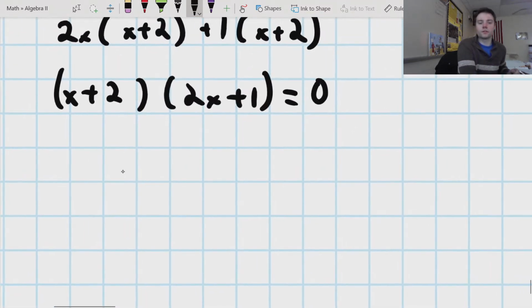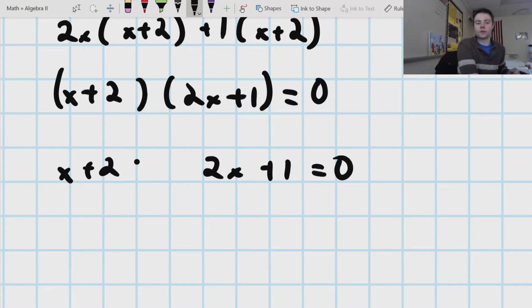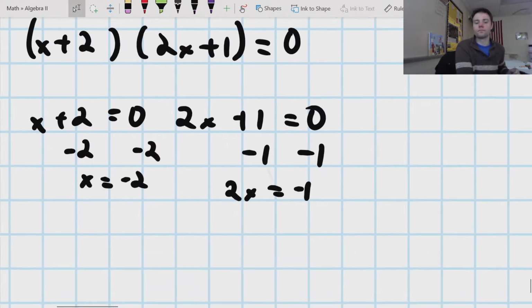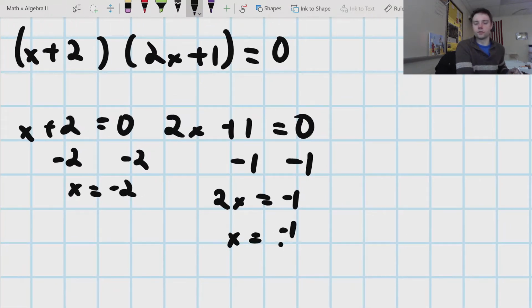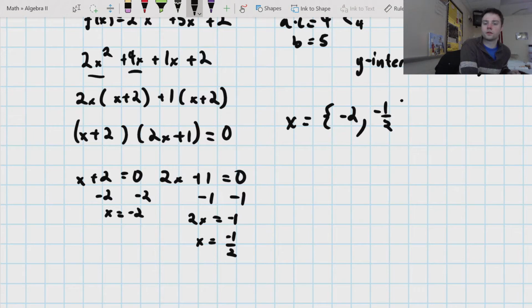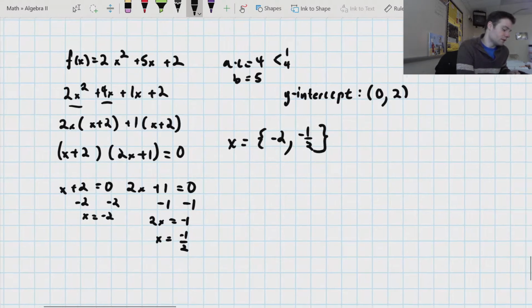So I want to factor this out. Then I want to solve for x in each one of these by setting them both equal to 0 and solving the resulting equation. So I take x plus 2, set it equal to 0, and 2x plus 1, set it equal to 0. So I subtract 2 from both sides. So I get x equals negative 2 as one solution. And then over here, if I subtract 1, I get 2x equals negative 1. And so x equals negative 1 over 2. So my two solutions are negative 2, negative 1 over 2. And that's it for that part.